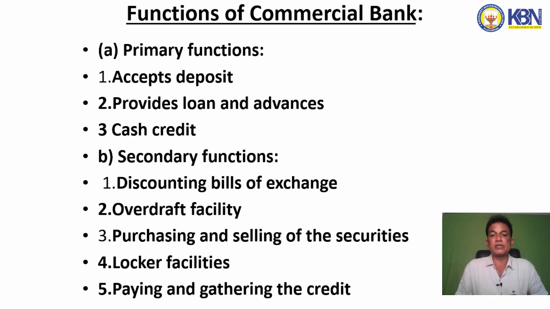First one is discounting bills of exchange. Usually business people maintain bills, and they discount them with the bank for the temporary adjustment of money.